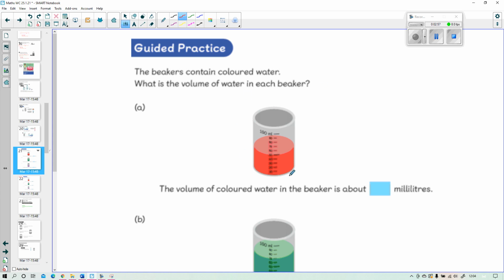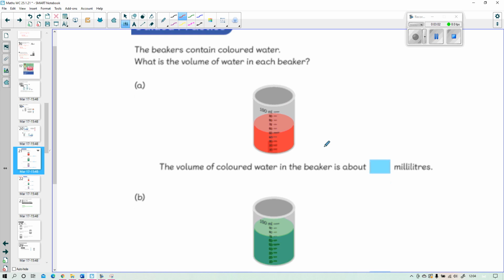We've got some different coloured water in our beakers now. Can you have a look and work out how much each beaker can hold? I'll use a different colour so that you can see it. Here's where our water comes up to. And now you clever clogs Year 3s, I'm sure, can spot that this is halfway between 0 and 100 millilitres. So I might not even need to count this one. I might be able to know that the halfway point would be, that's right, it would be 50. Well done.